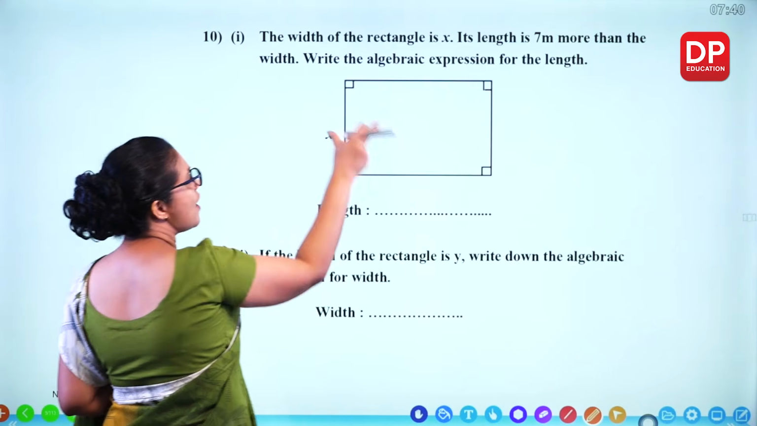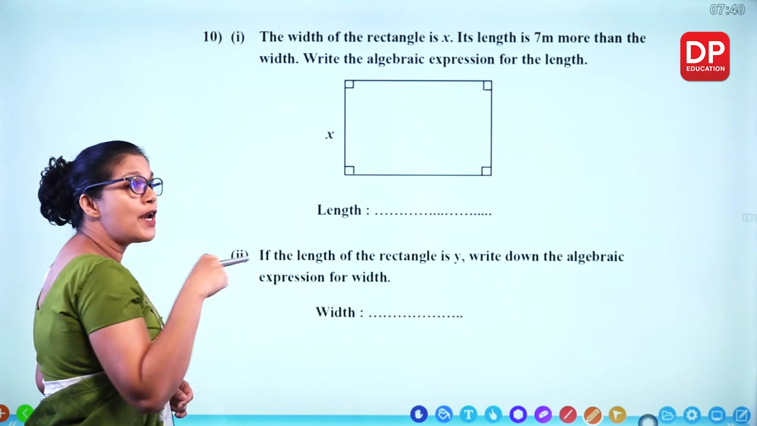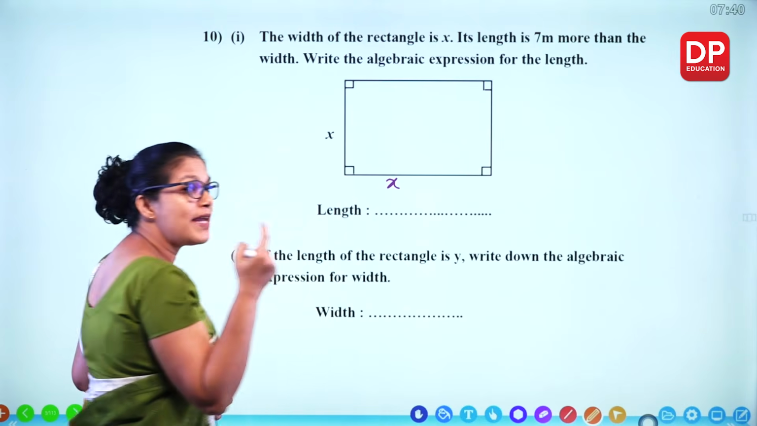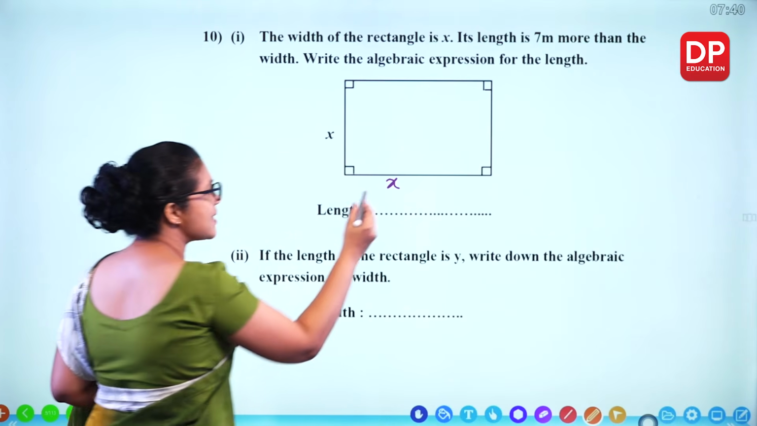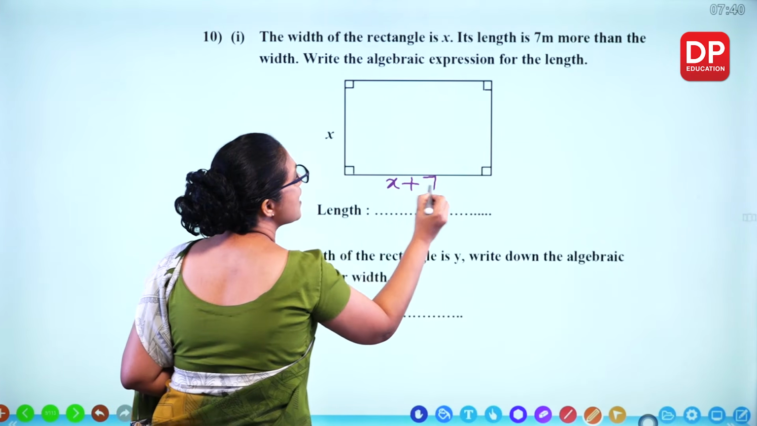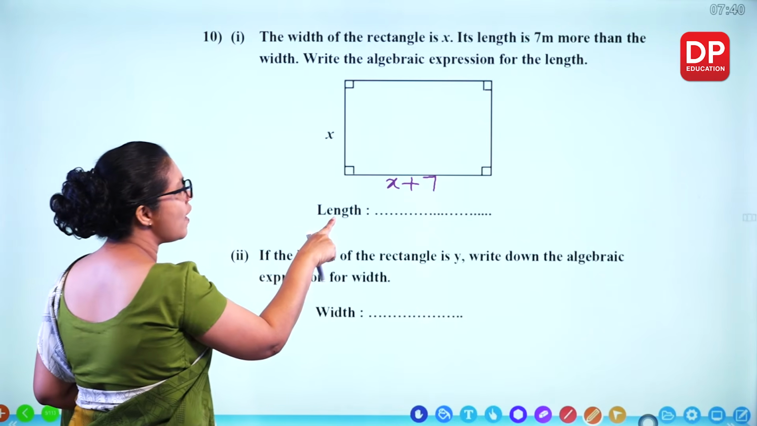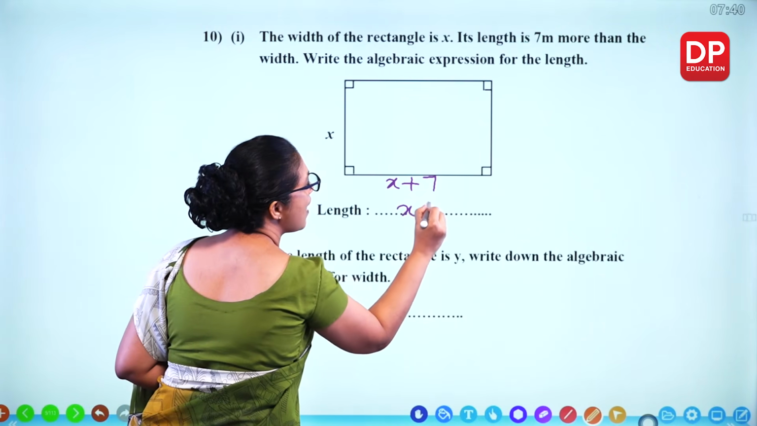So how can we write down length? 7 more than that. X more. More means in maths plus, addition. X plus 7 is the length. So what's the algebraic expression for length? X plus 7.